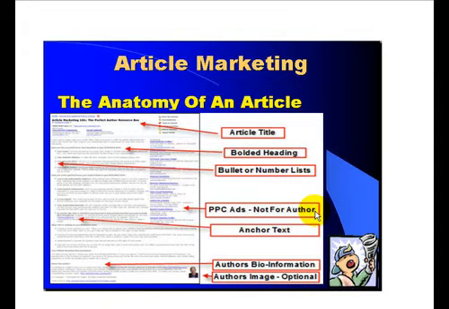Another item that some directories permit and others do not allow are clickable links within the body of the article. If the directory allows this, then go for it. But use what is called anchor text instead of just a clickable URL. Anchor text looks a little bit better to the reader as well as the search engines.